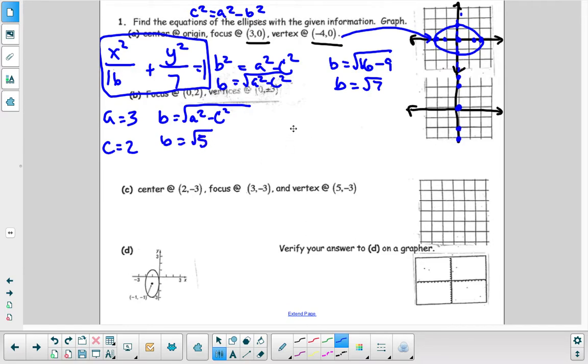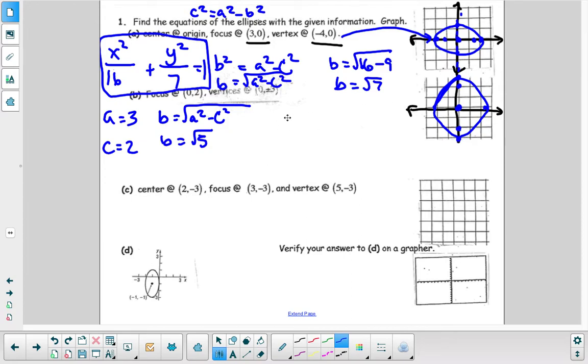So B is 9 minus 4, or square root of 5. And then just throw it all in. So square root of 5 is a little over 2 again. So it's going to be right there and right there. A little closer to circular than the last one. Poorly drawn again, but you can handle it.